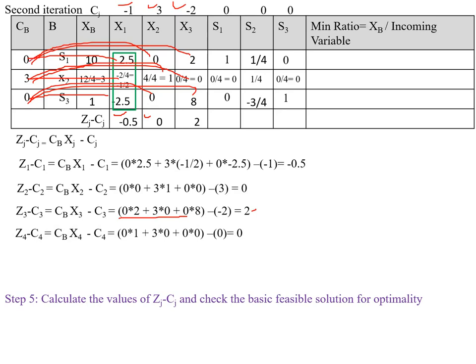So which is equal to 0 into 1 plus 3 into 0 plus 0 into 0 minus C4, that is the value 0. So here in total we will get 0. Enter the 0 value here.